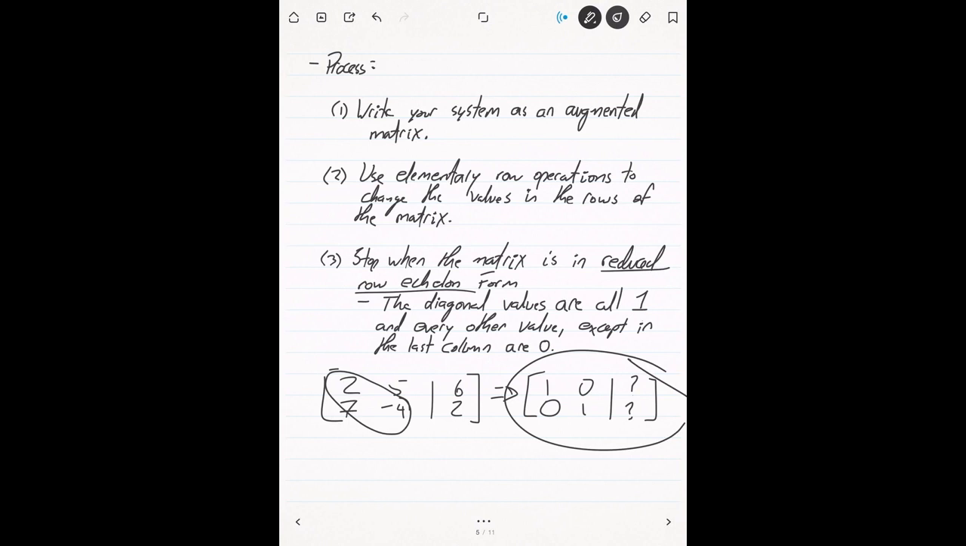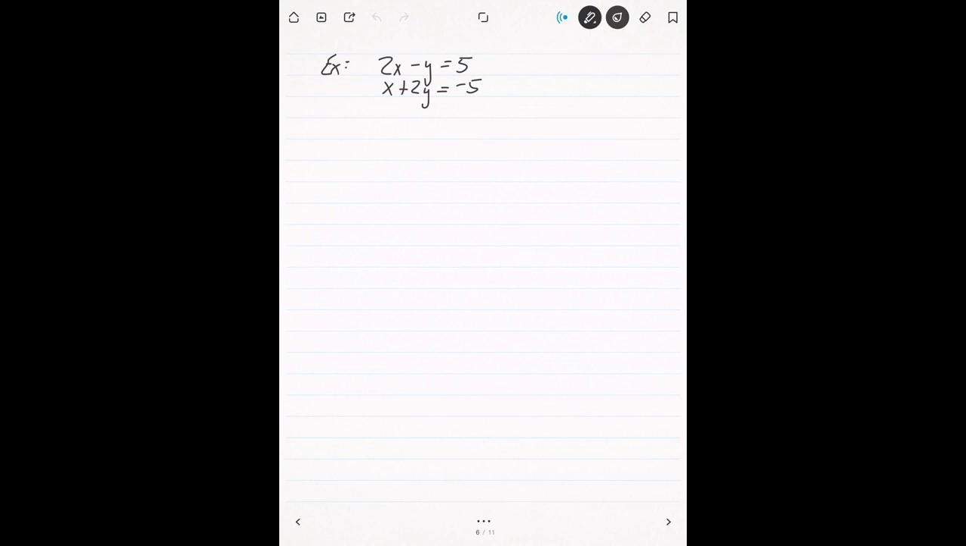I'm doing a lot of talking right now, and I want to actually get into an example because it's a little hard to see without actually doing some of the process. So let's go ahead and try working through this example right here. We have 2x minus y equals 5, and x plus 2y equals -5. They're both in standard form, so what we should do is first take this system and put it into an augmented matrix.